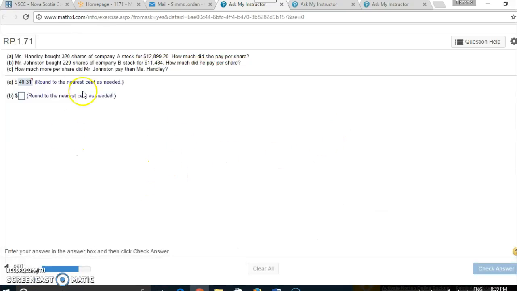Now, if you basically rinse and repeat the same thing here, this one is going to be 11,484 over 220. It's going to equal x over 1. And then basically you just subtract them for part C. Hope that helps you on that one.